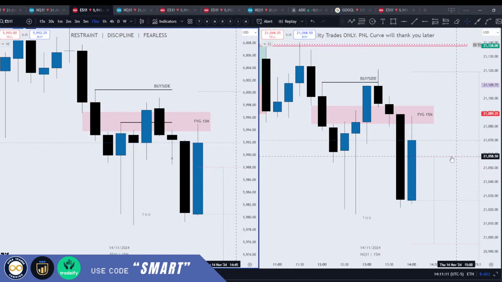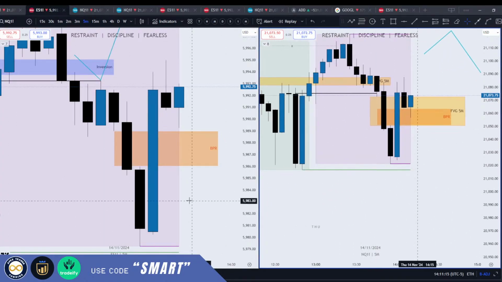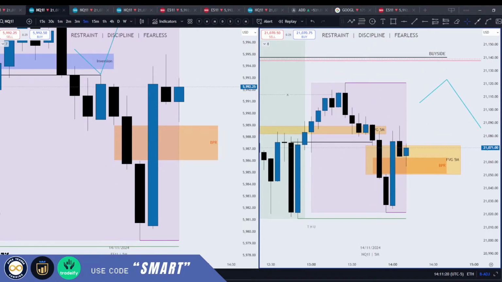I wouldn't trust that 5-minute BPR because it didn't take that low. That's so interesting to me. Like, why did it not take that low? Nevertheless, it's a strong 5-minute BPR.